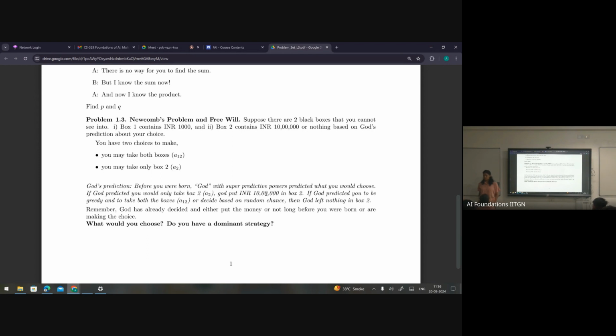So only one of the boxes. If God knows that you will pick the second box with probability 1, that is, you'll only pick box 2, then he has to put the money in. For any other strategy, that is, mixing these two with any probability, like flipping a coin, he has put nothing.